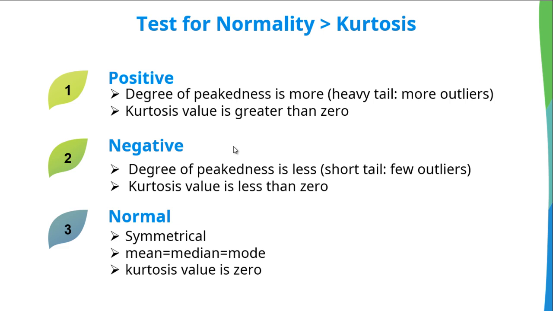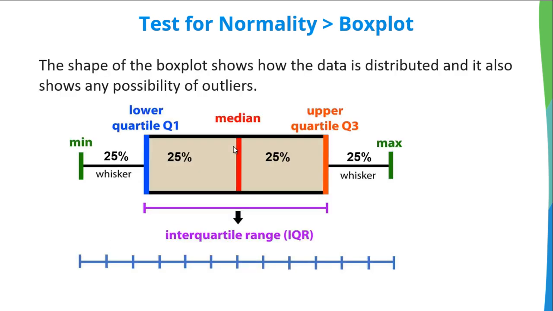Now we have another one called the box plot. The shape of the box plot shows how the data is distributed, and it also shows any possibility of outliers, like the one we did in kurtosis. It shows that your data is well distributed when the median is in this form and there are no outliers. We have the lower quartile, Q1, and the upper quartile, Q3. This is the minimum here, and this is the maximum here.